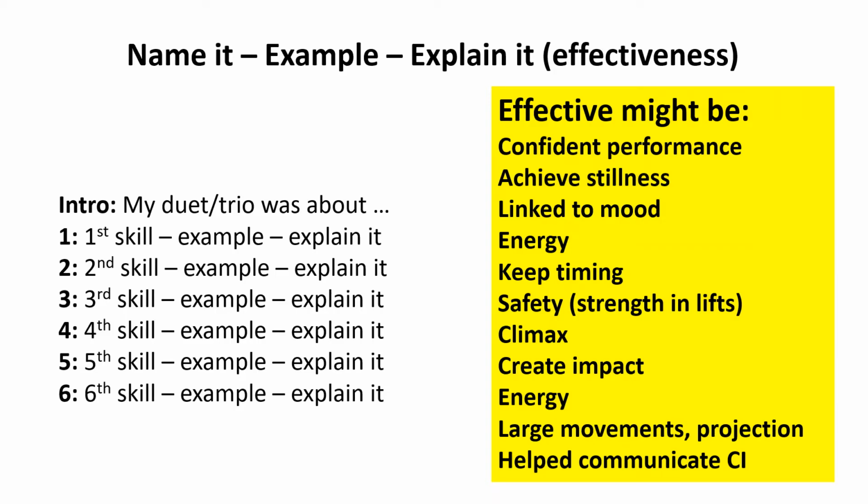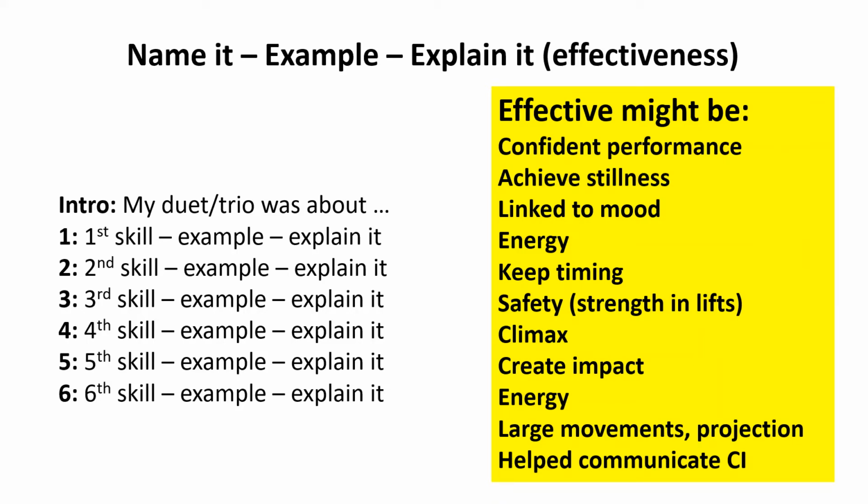Now there's a lot to take in, but don't worry, I'm going to guide you through every step of the way. So first of all, here's our basic structure. Each time you're asked about a skill, first of all, you need to name the skill that you're going to talk about, then give an example about how you used it in your dance, and then explain how it made your dance effective. Now, effectiveness is particularly important here because it shows a full understanding of each skill. And after all, we are dancing for the audience, so it's important that we make it look good.